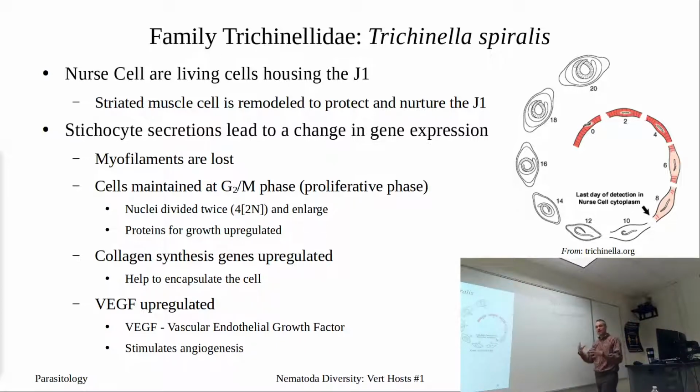Problem though is that when you encapsulate it, you wall it off from the outside. It's not going to be fully impermeable, right? But it's definitely going to be less permeable than if it wasn't encapsulated. So for that reason, these cells upregulate vascular endothelial growth factor, VEGF. What is VEGF? It stimulates angiogenesis. What is angiogenesis? The production of blood vessels. So it's going to form these blood vessels that surround the nurse cell.